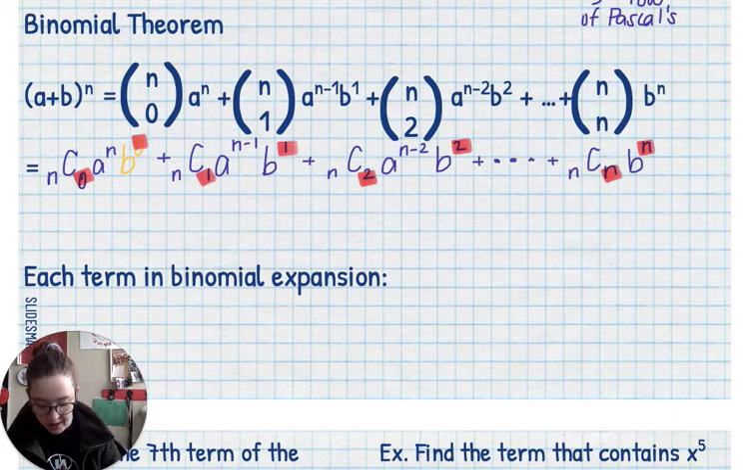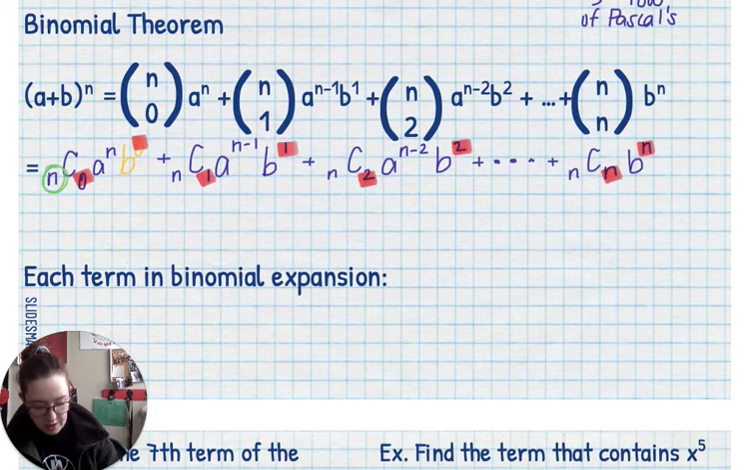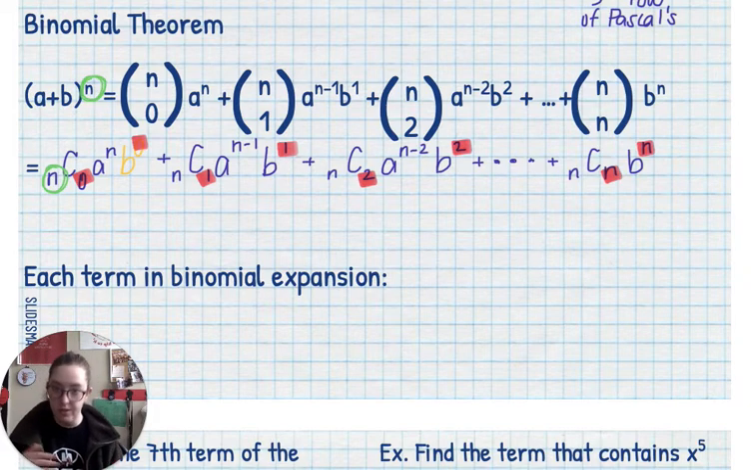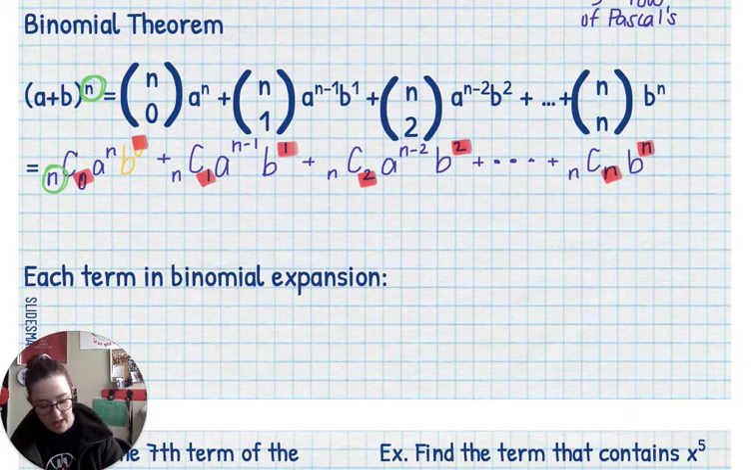The other thing to notice here is that the n, what we always start with, is going to be the power on my binomial. So if my power is going to be 6, then we'll have 6 choose whatever the power on b is. So here's what that means.